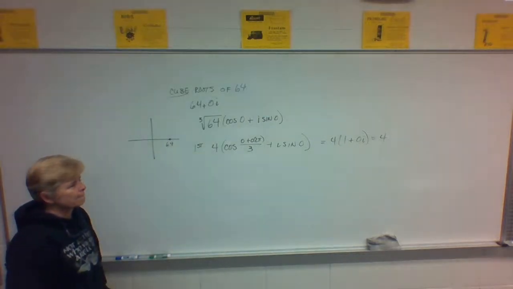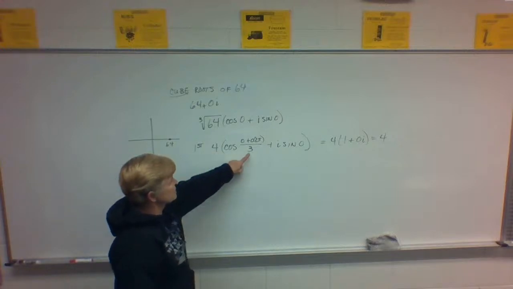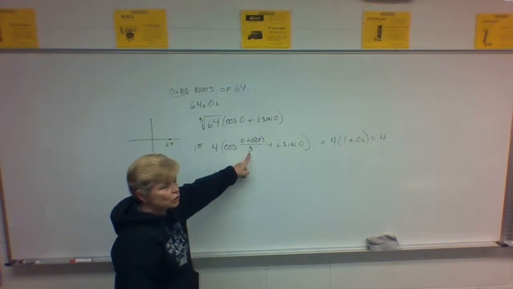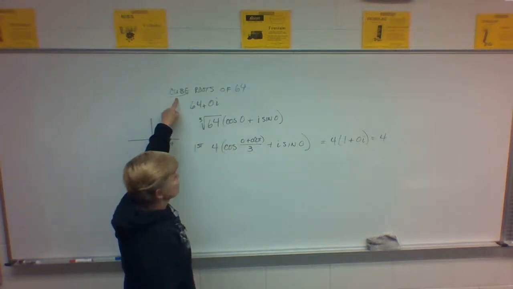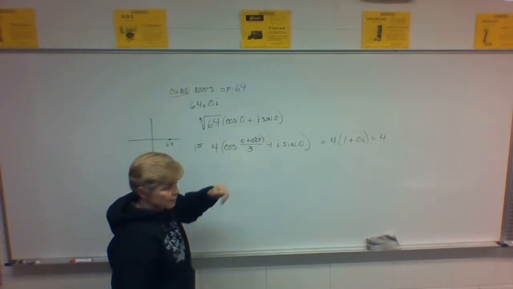Where did the 3 come from? Because in the formula for finding nth roots, this is n, and it's 3 because it's cubed. The cube roots. Oh, so it'll always be 3 on this one. On this one for this test, yes. If it had said find the 8th roots, this would be an 8. Okay?